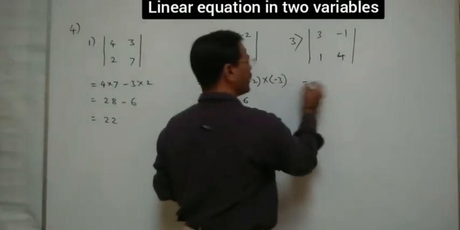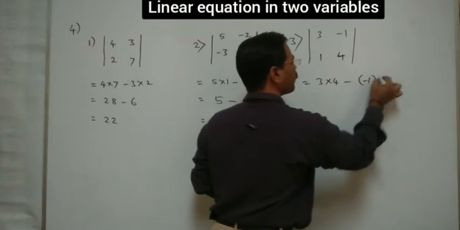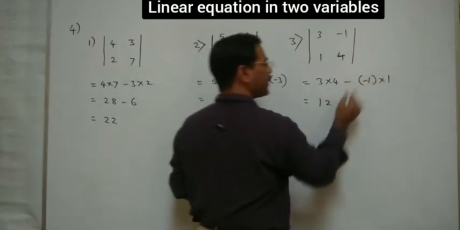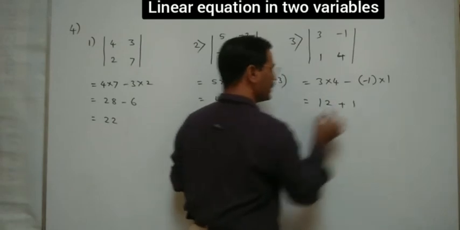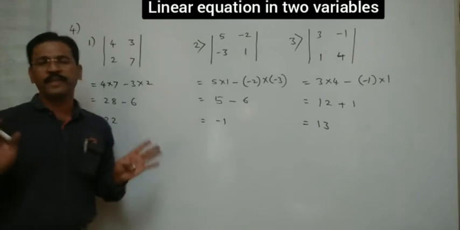Here in the last one, again 3 into 4 minus minus 1 into 1. So 3 fours are 12, minus minus plus, 1 one is 1, so how much? 30. Okay? Look, very simple it is.